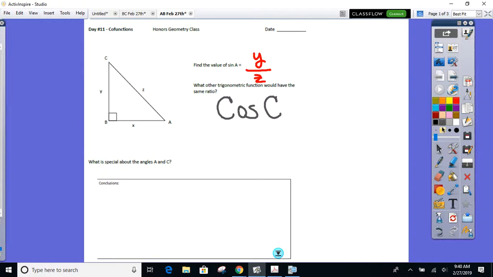In your group or by yourself right now, what do you know about angle A and angle C? I'm looking for a specific vocabulary term here. And I'll give you a hint. Angle B is already a right angle, and there's 180 degrees in every triangle. What do I know about angles A and C?